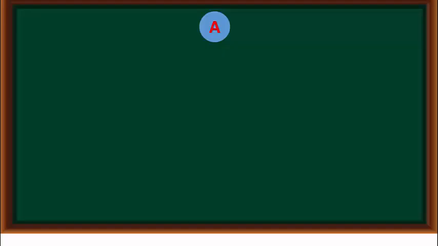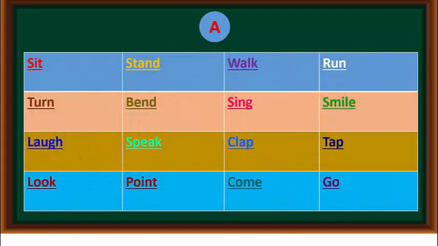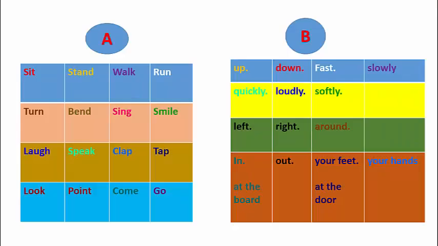Let's study. Look at this column A. Here are some words in this column A. Look at this column B. Here are some words in the column B also. Look at this column A and column B. First, I will read the words in the column A, and after that I will read the words in the column B. Look at the first column A.